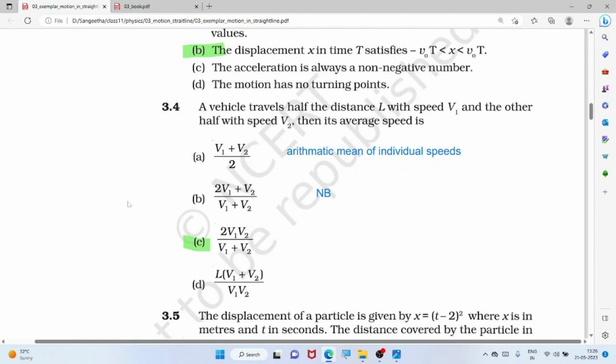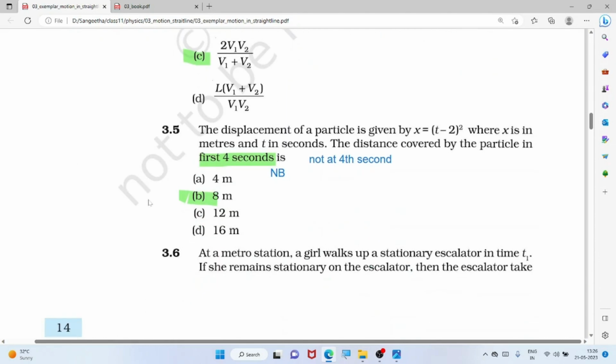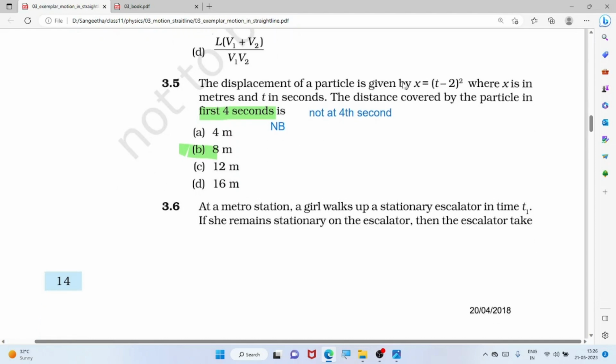Arithmetic mean of the individual speeds, you have to do. The displacement of a particle is given by this equation, where x is in meters and t is in seconds. Find the distance covered by the particle in 4 seconds. See, they are asking for the first 4 seconds, not at the 4th second. Okay, that is important here: not at the 4th second only, but the first 4 seconds.